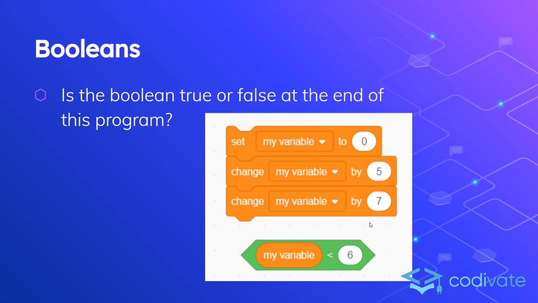Then we change it again by 7. So we add 7 to whatever the current value is. And the current value is, right now, it's 5. So 5 adding 7 to it gives us 12. Now we ask, is 12 less than 6? No, it is not. So it's false.